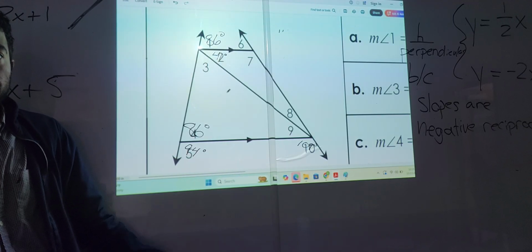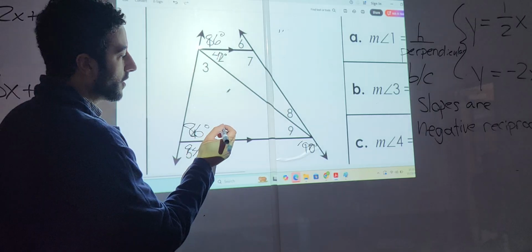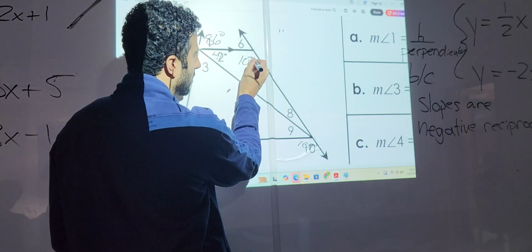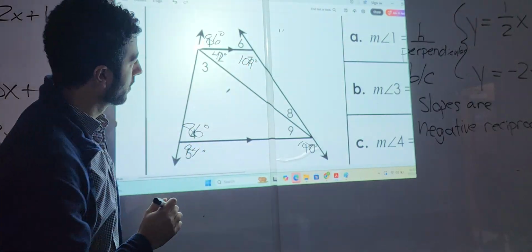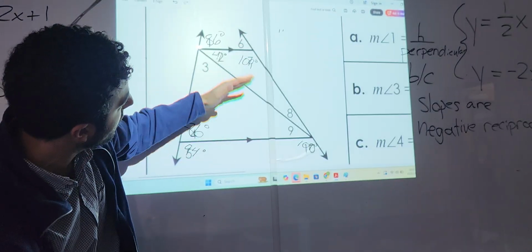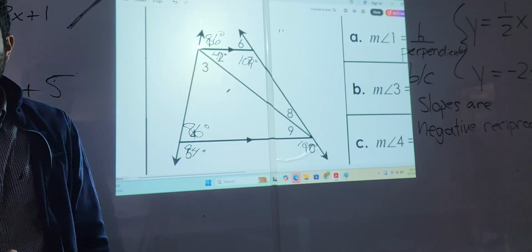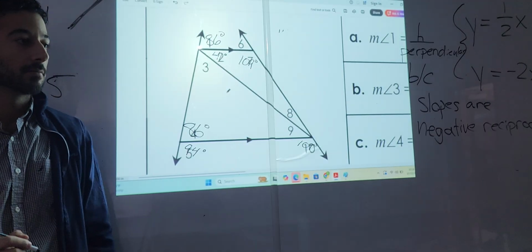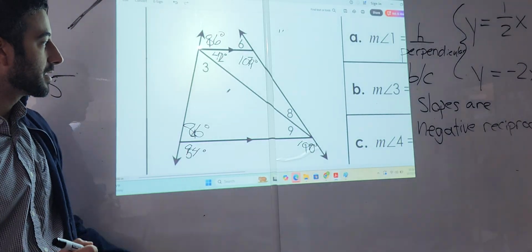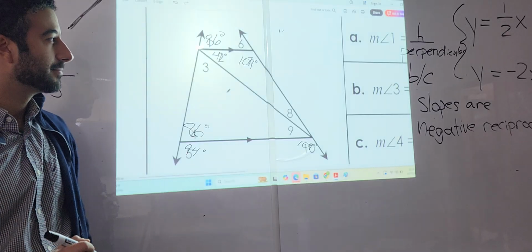Okay, Justin. Is 7 109? What's your reason for that, Justin? Because they're corresponding. Parallel lines, that's the transversal. Bottom left angle, bottom left angle. Yes. So is 8 41? No. I didn't get 41.